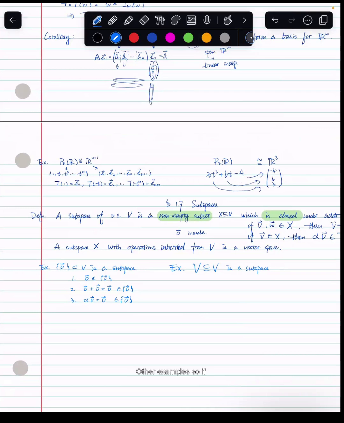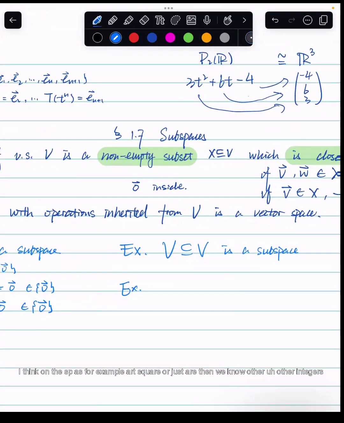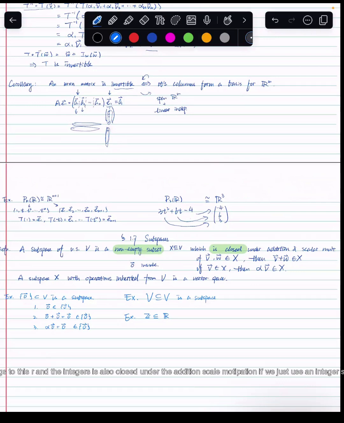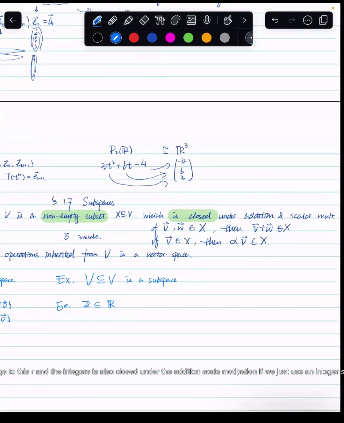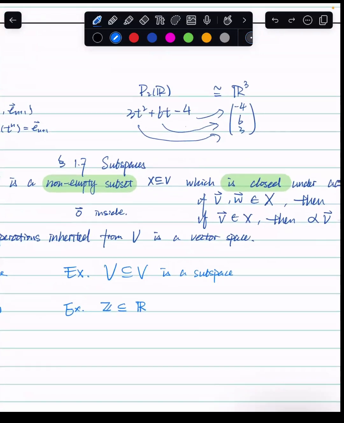Actually, we can think of other examples. If we think of this V as, for example, R squared, or just R, then we know all the integers belong to this R, and the integers are also closed under addition and scalar multiplication if we just use integer scalars. And we can say this integer set Z is also a subspace.